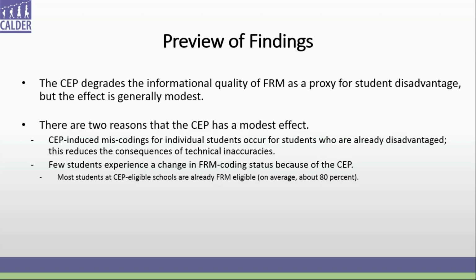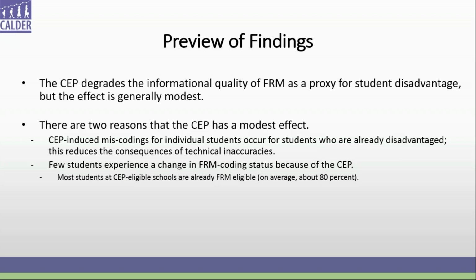I think it is certainly true that what we're doing now is actually working okay. After finding this result and going back and unpacking everything, there are some pretty intuitive explanations for why the CEP has a modest effect on the quality of free meal data as a proxy for student disadvantage. The two big ones, well, the only two we can think of.